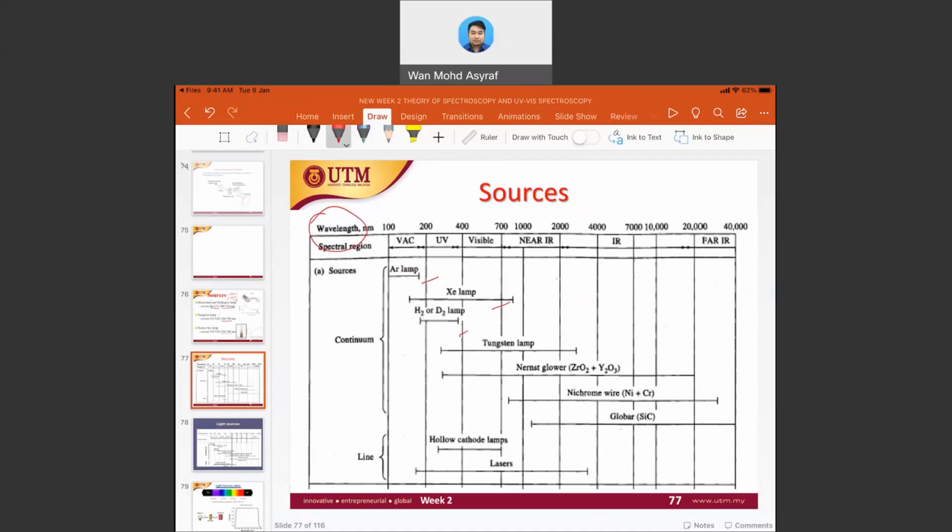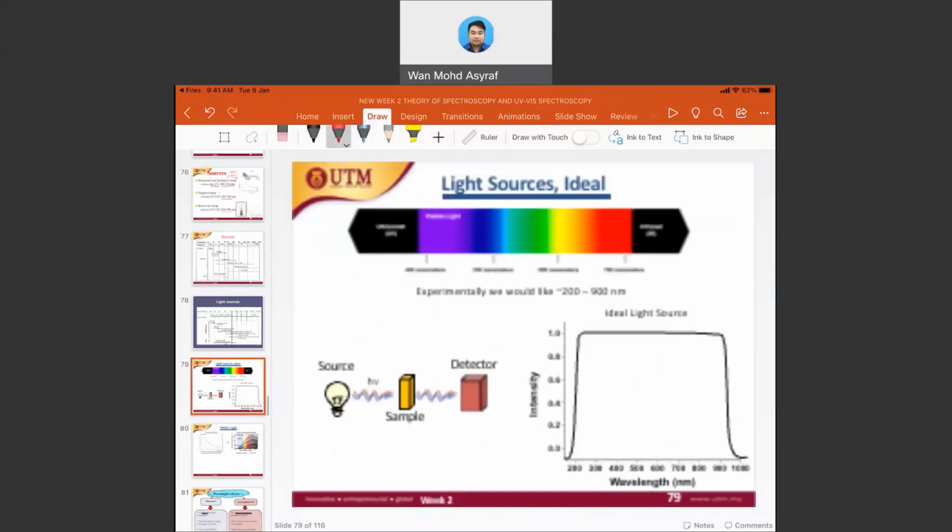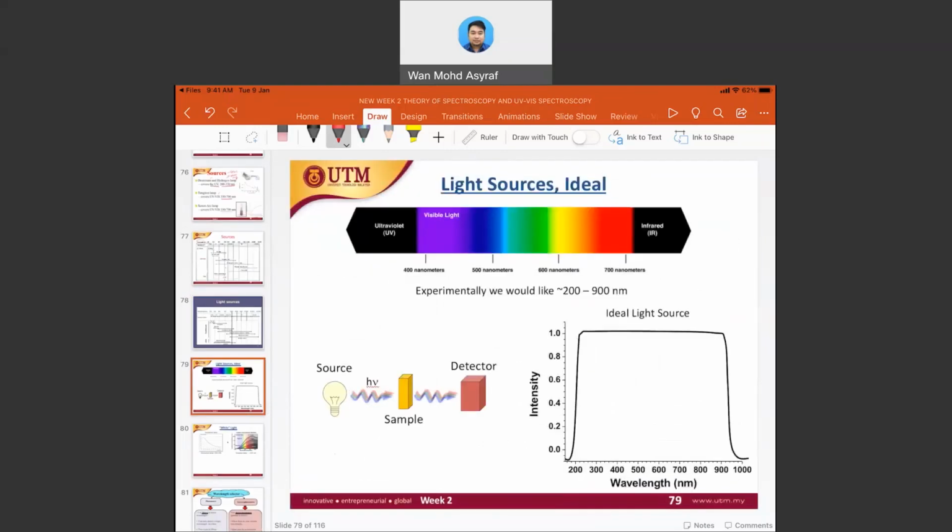It's the same thing as well. The ideal light source, as I mentioned before, needs to be stable. In this case, it is stable from 200 nanometer to 1000 nanometer. It needs to be stable throughout. We cannot have an alternate thing. The source needs to be stable for the electromagnetic radiation to be stable for your sample or your analytes to be excited, to be absorbed.